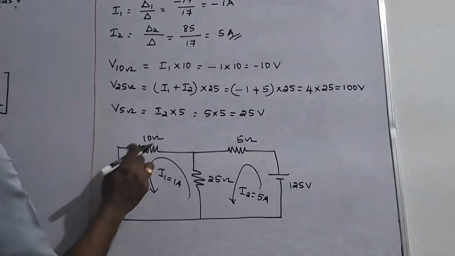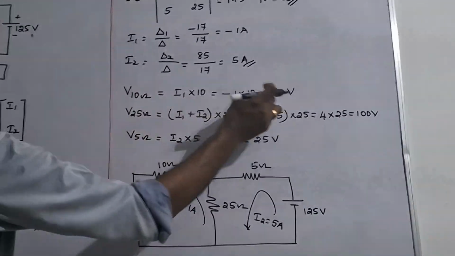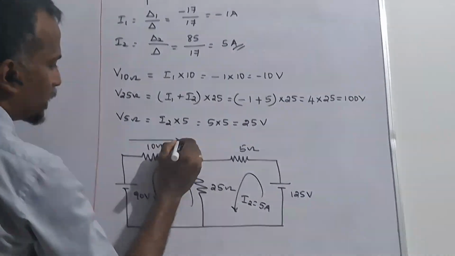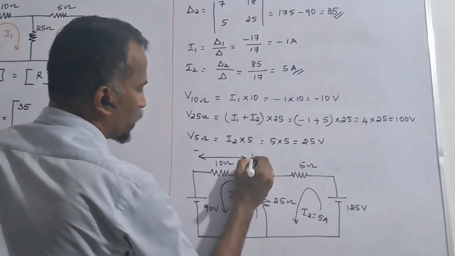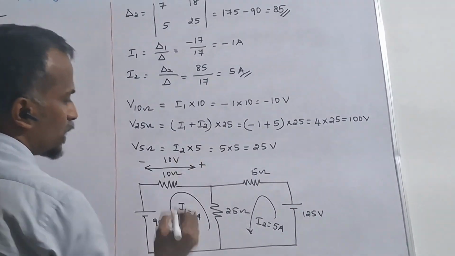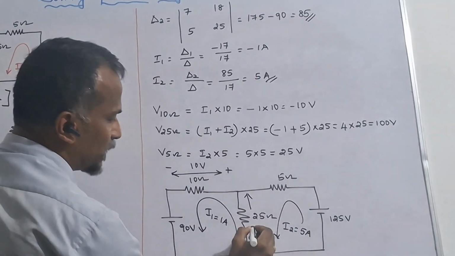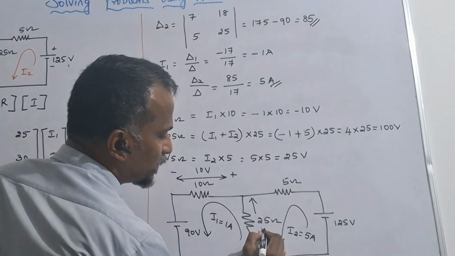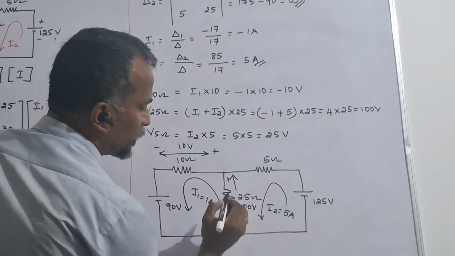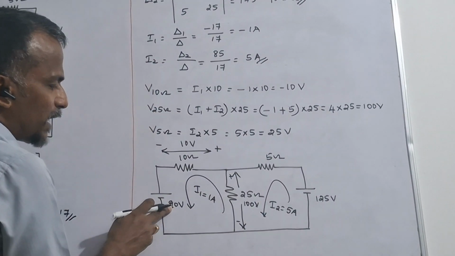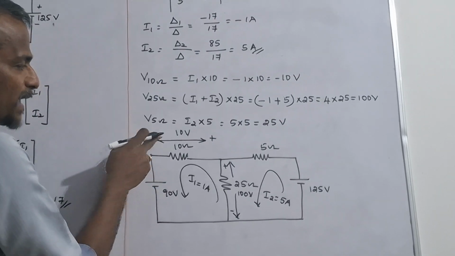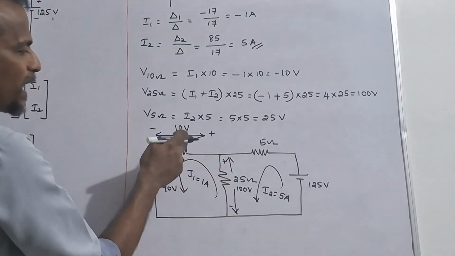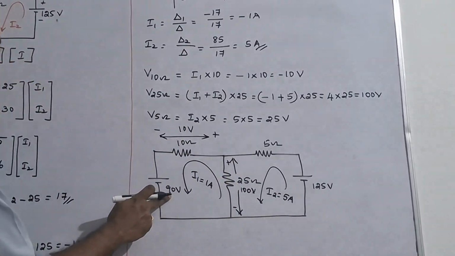Then the voltage across this 10 ohm, we have already calculated, is minus 10 volt. So we can write here this voltage as positive 10 volt. Then the voltage across this 25 ohm resistance is 100 volt. Here positive, negative. So 90 volt is nothing but minus 10 volt plus 100 volt. So 100 minus 10, we are getting 90 volt, right?